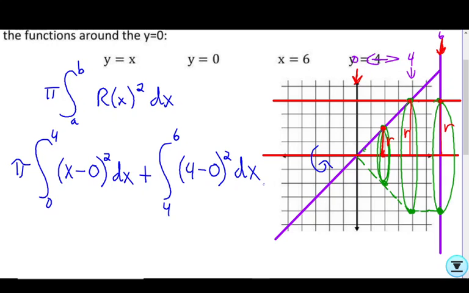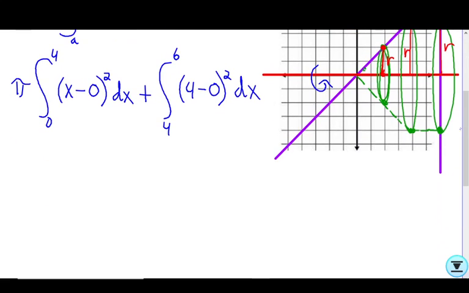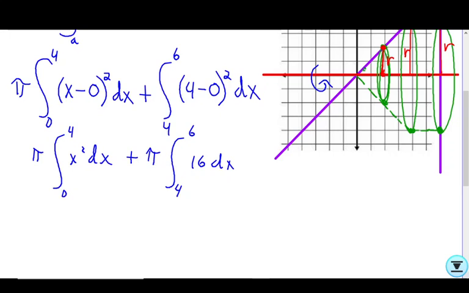So this problem, just like before, we have to split into two separate integrals. And that's probably the hardest part of this one, because the integration is going to be super simple. Because at this point, I'm taking the integral. This is x squared. So it ends up being pi times the integral of x squared dx plus pi times the integral of 16 dx. This is from 0 to 4, and this one is from 4 to 6. And then it becomes really simple.